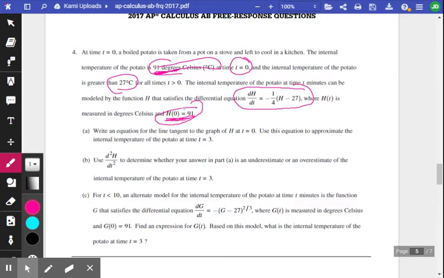All right, let's see what they want us to do. So other than giving up, let's see. Write an equation for the line tangent to the graph of h at t equals 0. Use this equation to approximate the internal temperature of the potato at time t equals 3.